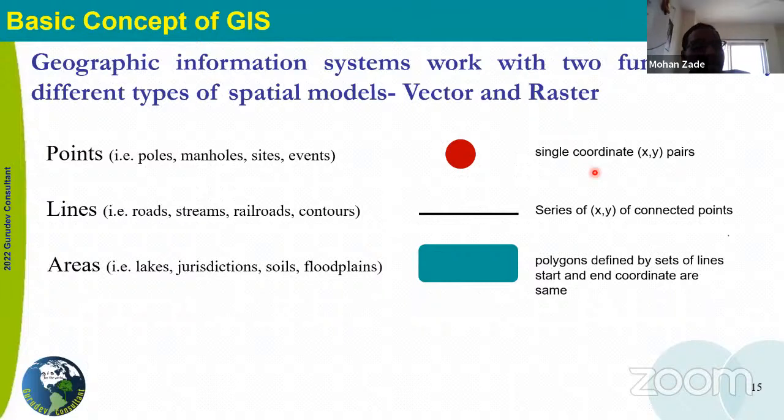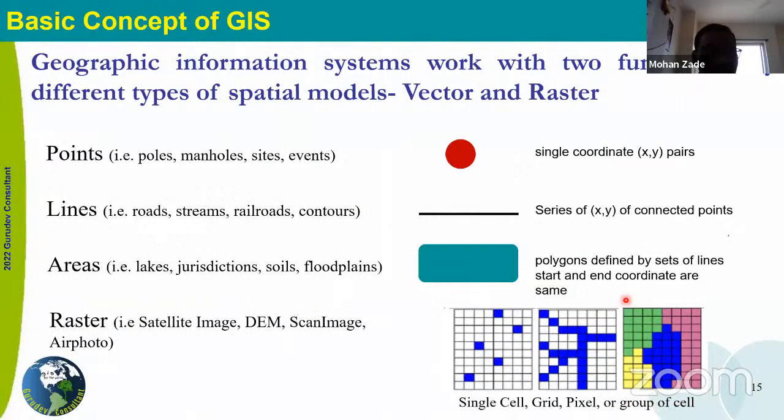The third is the area, that is, a polygon, where you need to give jurisdictions, an area, like your district, taluka, state, nation, country, world. Those are areas, and these are polygons defined by a set of lines. In a polygon, always remember the start and end coordinates are the same, so it is a closed polygon. You must remember, in GIS these three types of geometry can be stored: point, line, and polygon. Only three types of geometry in the form of vector data.